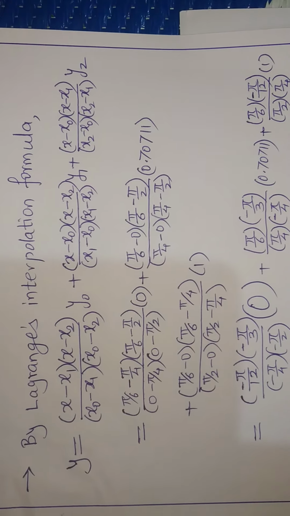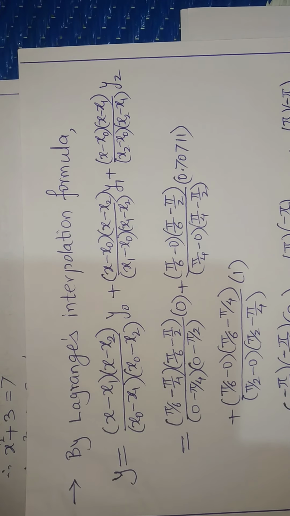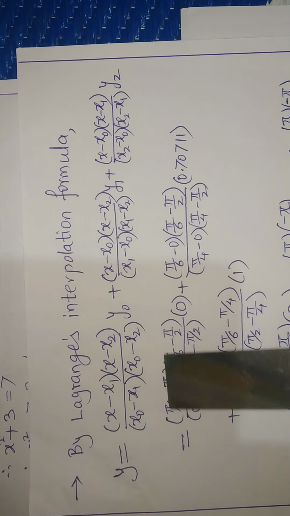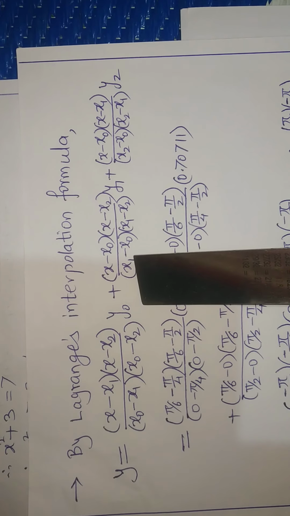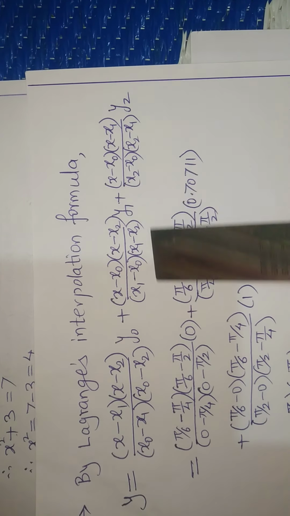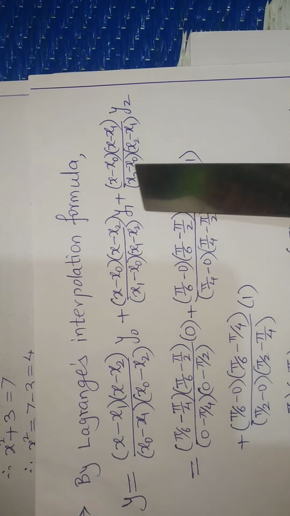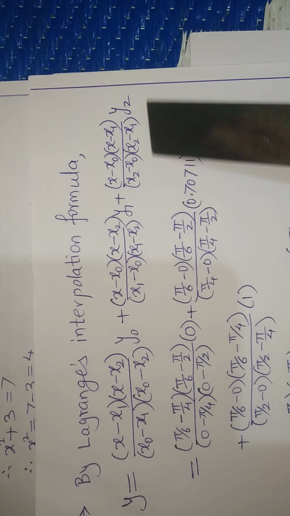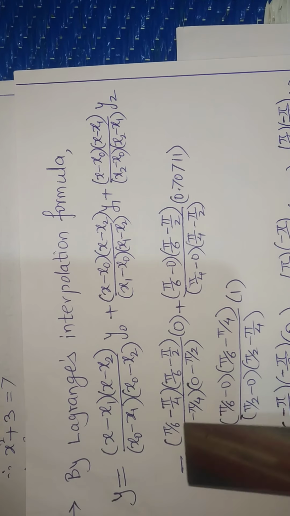By Lagrange's interpolation formula, what we have here is y equal to x minus x1 into x minus x2 upon x naught minus x1 into x naught minus x2 into y naught plus x minus x naught into x minus x2 upon x1 minus x naught into x1 minus x2 into y1 and plus x minus x naught into x minus x1 upon x2 minus x naught into x2 minus x1 into y2. So let us fill the values.